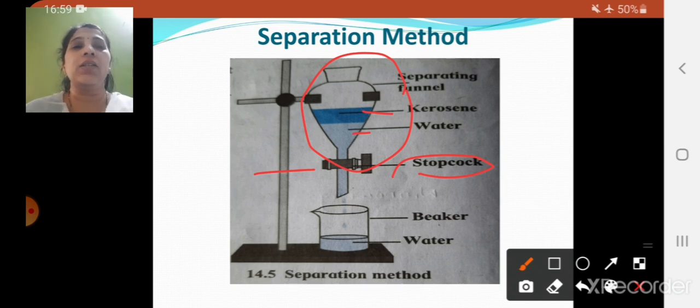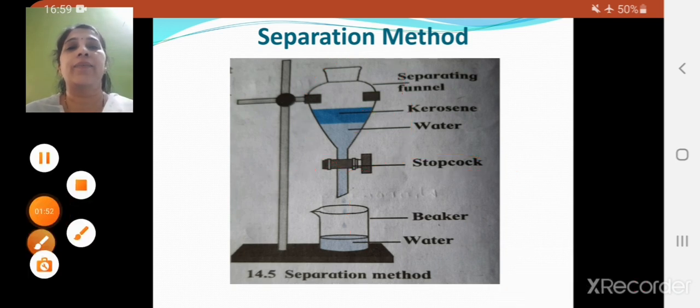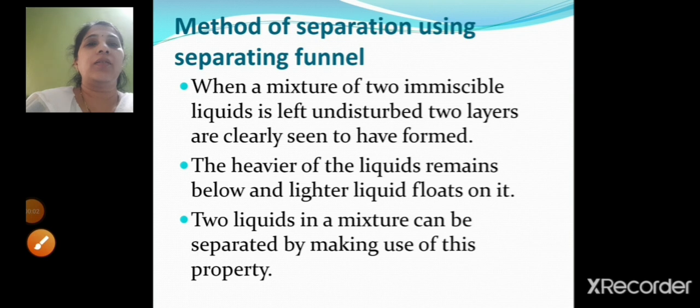So once you see this, you will open this stopcock, and the water will start falling drop by drop in the beaker, and you have to wait till the water gets collected in the beaker. Then you will again close the stopcock once the water has been collected in the beaker. So only kerosene will remain in the separating funnel, and water will get collected in the beaker. Now let's see in detail.